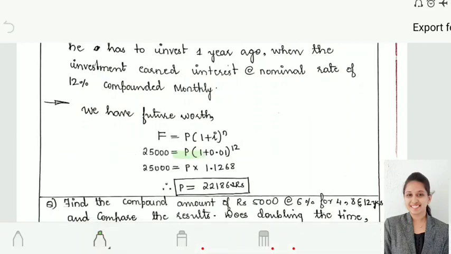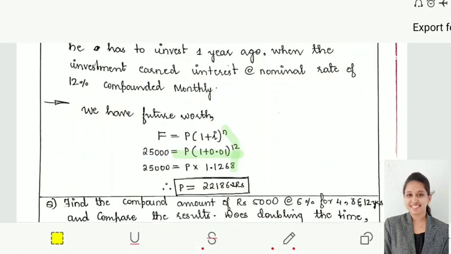It will become 1%. Why? Because here you are considering monthly 12%, then per month it will be only 1%, right? So it is considered as 1 by 100, that is 0.01 raised to 12. Okay, so this is the amount we will be obtaining.